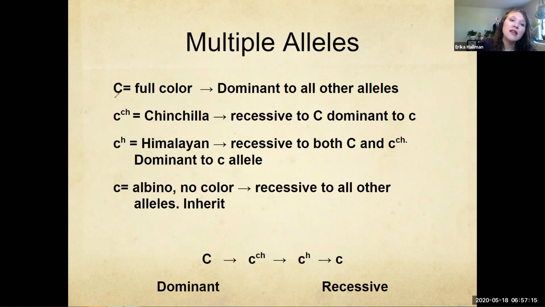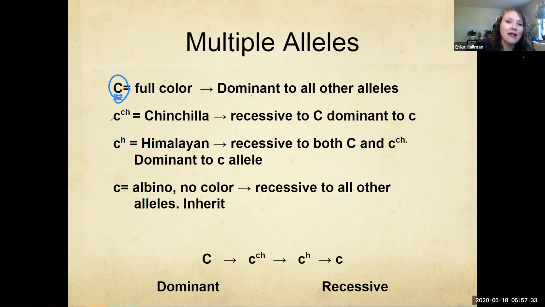So big C, this is a capital C. So it's really important that as you write this, you write big C's different than your little c. So I'd suggest still writing lowercase letters in cursive. All right, so big C is going to be dominant. This is the most dominant.